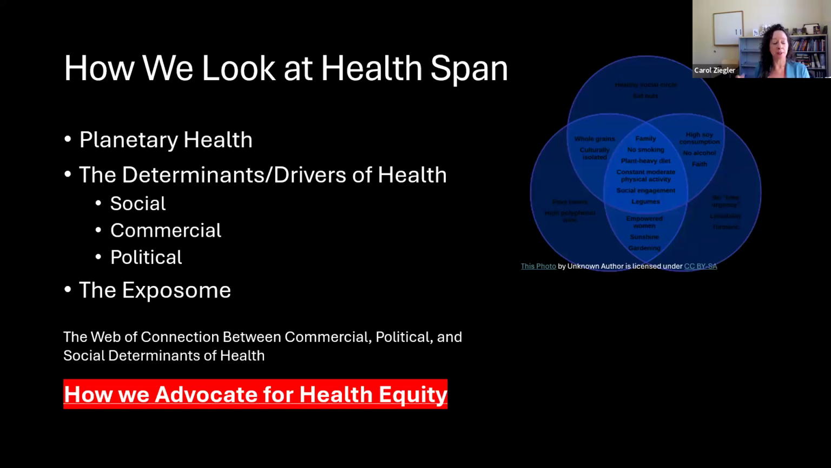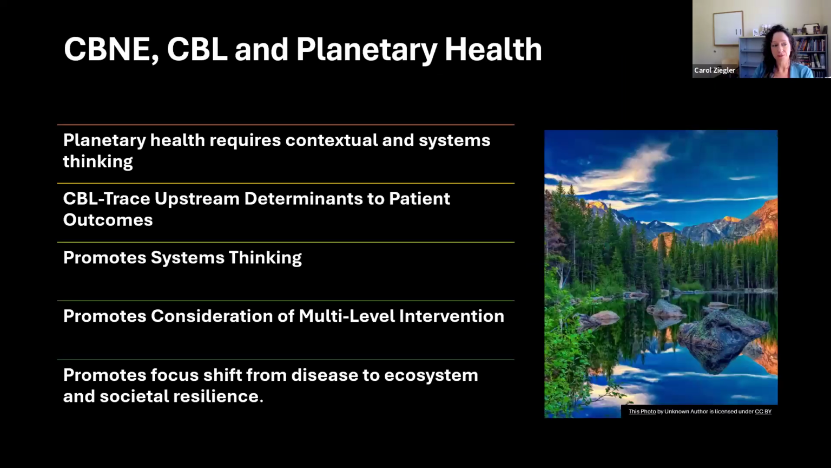And so how we look at health span is really through this lens of planetary health, those three determinants, social, commercial, and political, and the exposome, and how all those things connect really then leads us to how we can advocate for health equity, which is the name of the course. So I want to talk about now how case-based learning sort of fosters this connection.